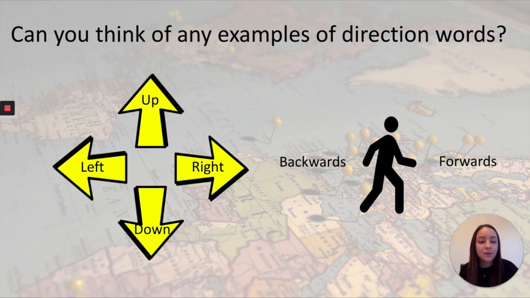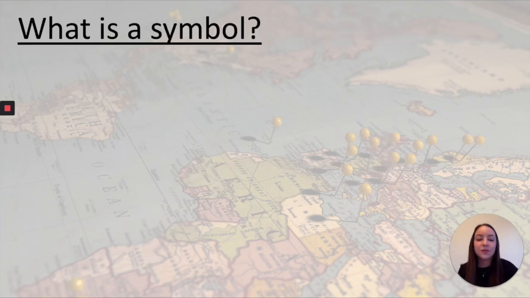Left and right can sometimes be confusing to remember, but if you think about being in school, we always walk on the left-hand side of the corridor, so you can remember left by thinking of which side of the corridor you walk on. Next, what is a symbol?